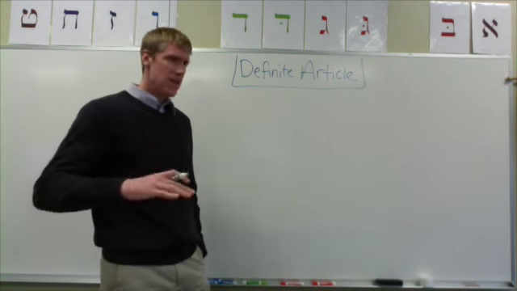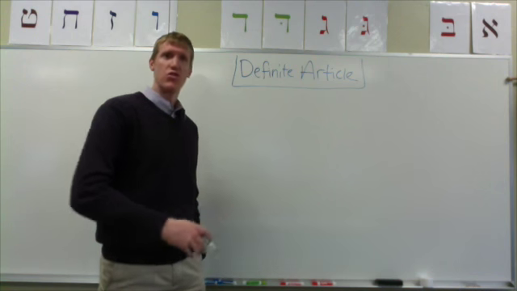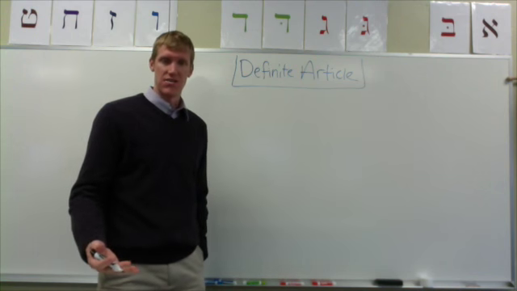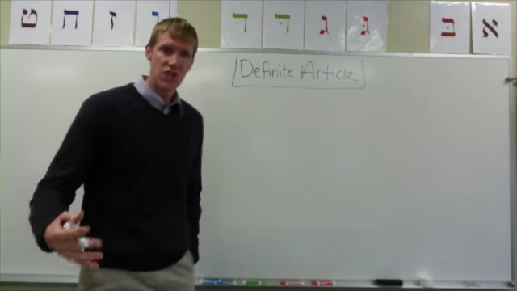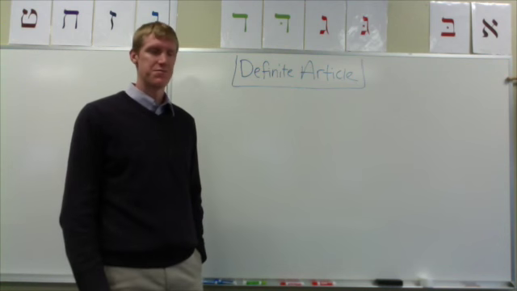So there's no indefinite article. The lack of a definite article implies indefiniteness: a house, a chair, a mountain, right?